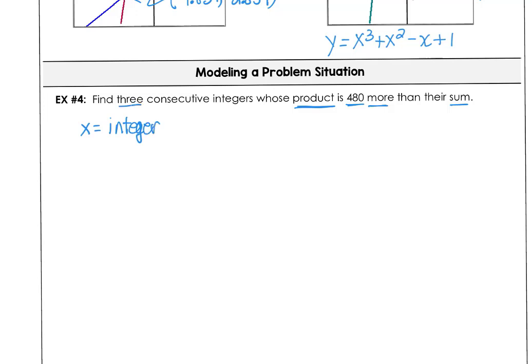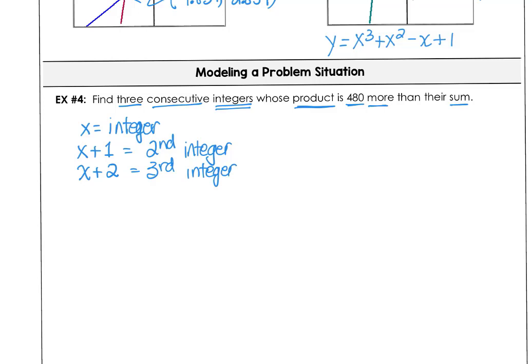Now, when we have three consecutive integers, an integer means I'm just adding 1 to the previous number. So my second integer would be x plus 1, and my third integer would be x plus 2. So this is the second integer, and the x plus 2 would be my third integer. So we're going to put the sentence together in an equation form.